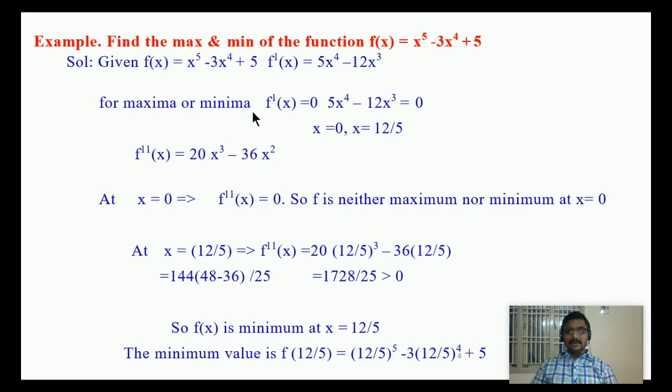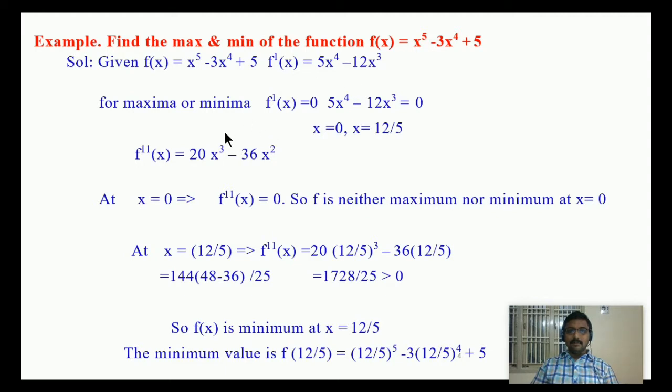For max or min, f dash of x is equated to 0. So here also f dash of x is equated to 0. And solving this equation, we will get roots. Roots means equation satisfying values. Those values are x is 0 and x is 12 by 5. Just taking out x cube as common, the product is equated to 0. X cube is 0 implies x is 0, and x is 12 by 5. These are the roots of the equation f dash of x equal to 0.